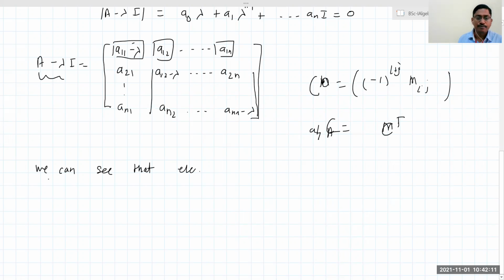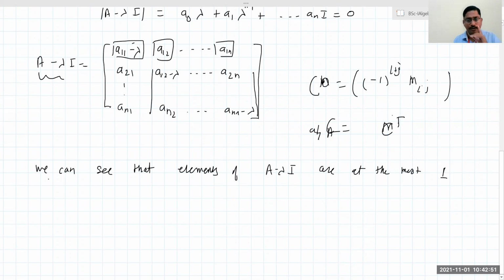the elements of A minus lambda I are, except on the diagonal, of degree 0 in lambda, but on the diagonal lambda is of degree 1. So at most degree 1. These are the n diagonal entries. In each diagonal entry lambda has degree 1, but at other places there is no lambda, meaning degree 0. So we say the elements of A minus lambda I are at most of degree 1.